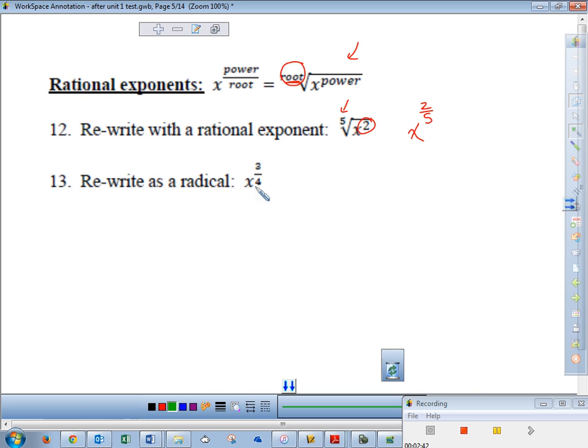To rewrite this as a radical, since this is power over root, your base is still x. You're going to have a radical around it. Power goes in here. Root goes right there. Power over root. Just remember that phrase. Power over the root.